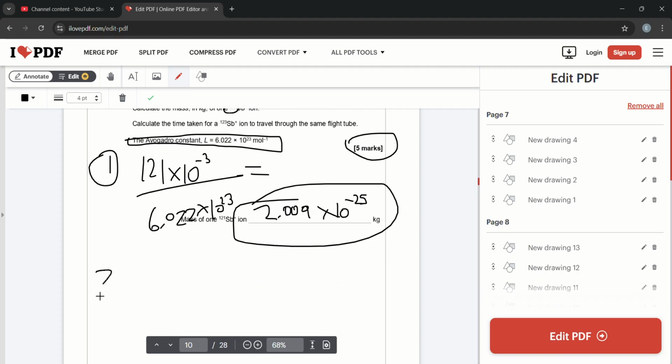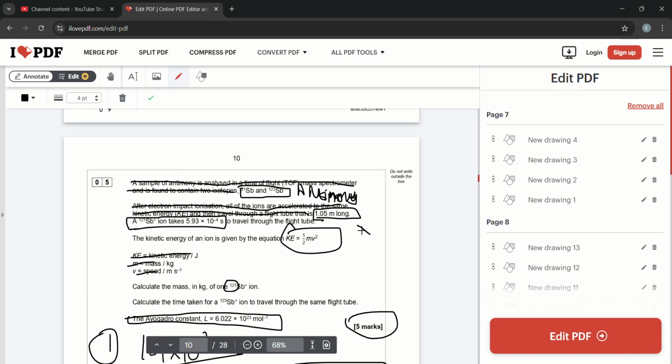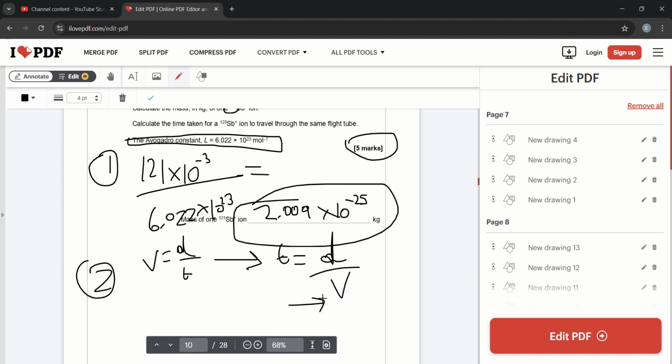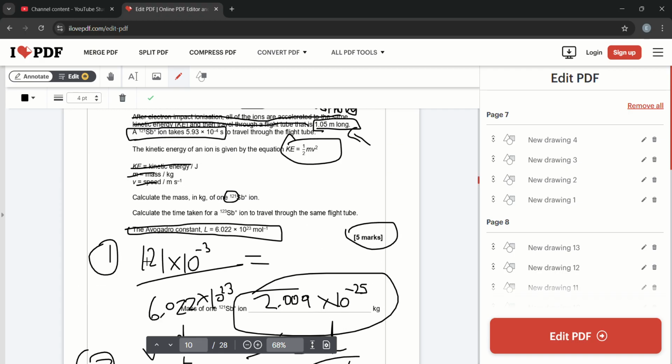Okay, then it says calculate the time taken for the 123 Sb plus ion to travel through the same flight tube. Time taken. So we know velocity is distance over time. Therefore, time is equal to distance divided by velocity. Do we have the distance? Yes, we do. How long it is? 1.05 meters long. That's for both of the ions. That's the flight tube. So what do we need? Well, we need the velocity. How do we get the velocity? Well, velocity is distance divided by time. So we can quite easily find out the velocity.